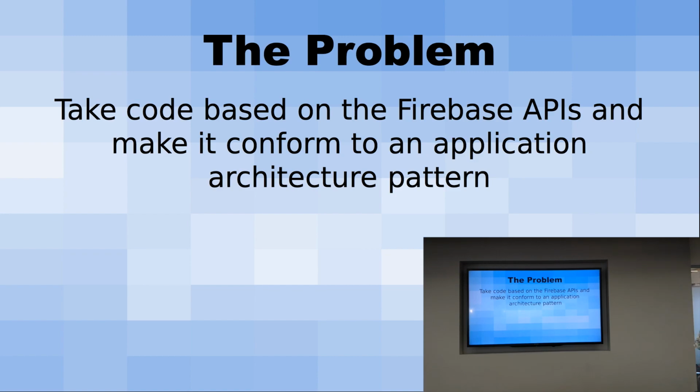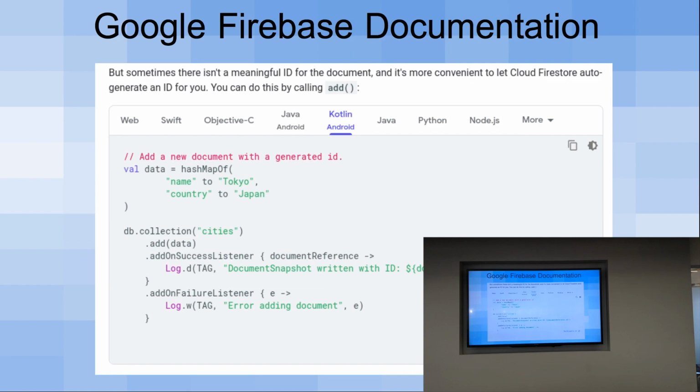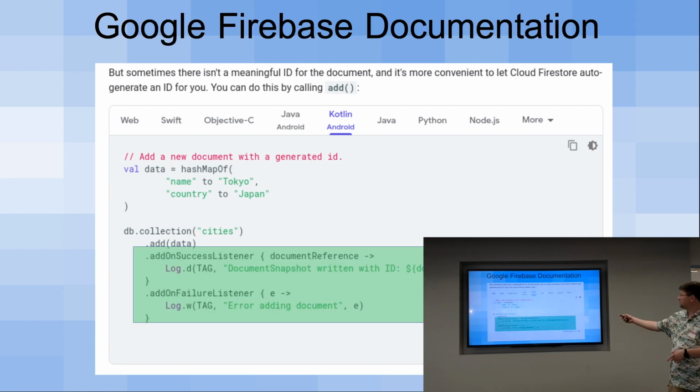Thanks, Jeff. The problem: take code based on the Firebase APIs and make it conform to an application architecture pattern. For instance, I pulled this right out of the Google Firebase documentation. It seems pretty simple here, but the real catch is the listeners. A lot of Google's APIs and code use the listener pattern: we make an asynchronous call, and when it's done, we have a listener to figure out what we're going to do. Fairly simple code.